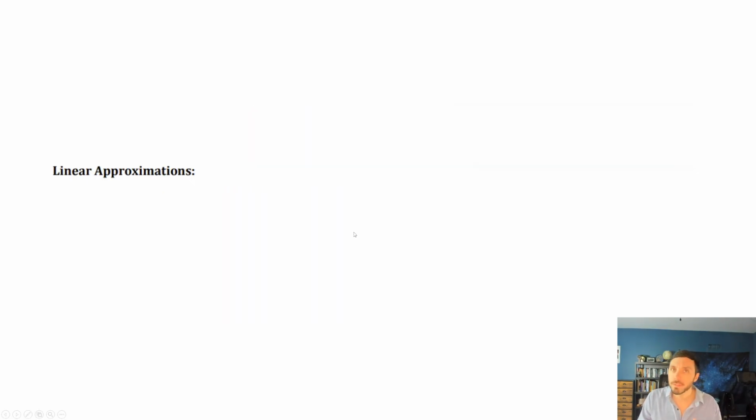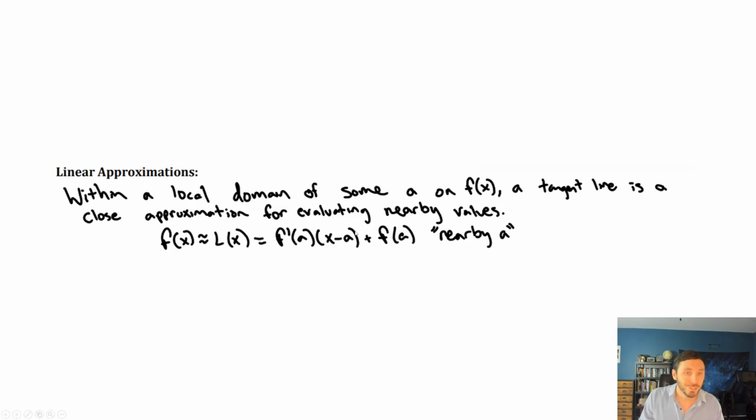Okay, so here's how we define linear approximations. It's just a tangent line. So within a local domain of some a, so x equal to a, on f of x, a tangent line is a pretty close approximation for evaluating nearby values. This has everything to do with local linearity.